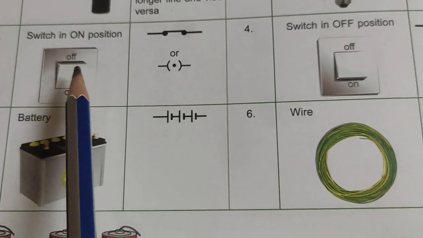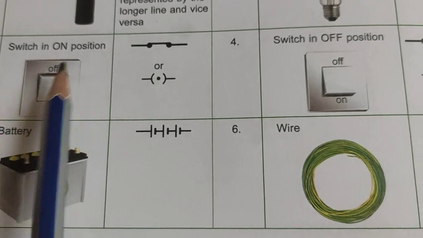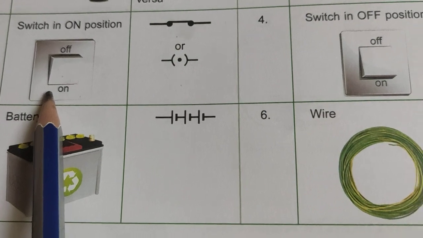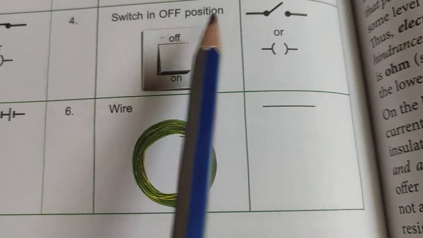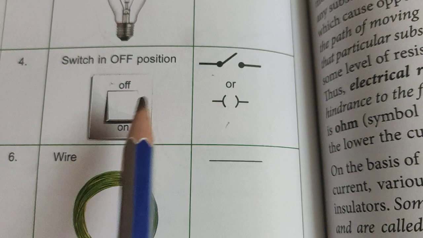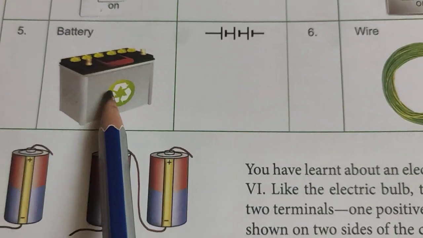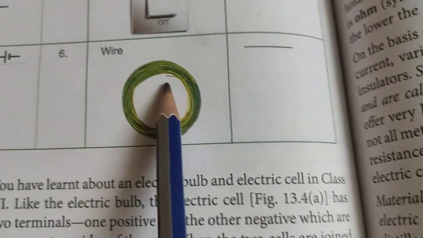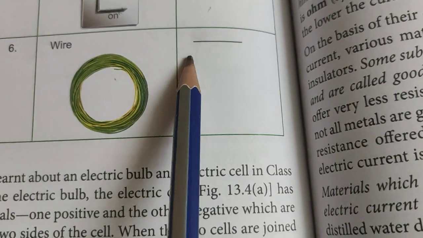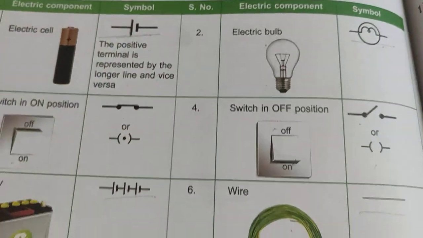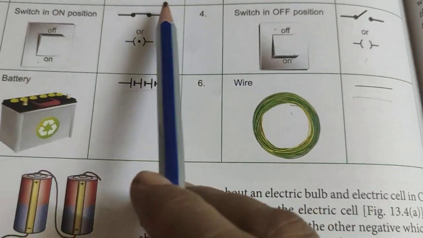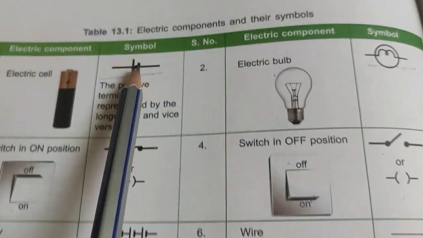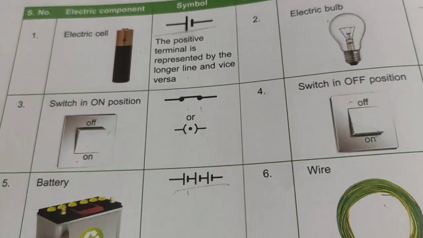For a switch in the on position, you draw a diagram like this or this, not like this. When the switch is in the off position, we draw the diagram like this or this, not like this. The battery, we don't draw like this, we draw it just this much. For wire, we don't make the coil of wire, we use a straight line. So these were the symbols. Now whenever you see a diagram in electric current, you will see these symbols instead of all these.